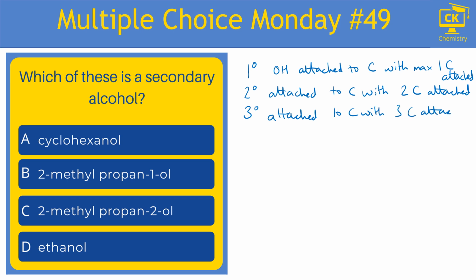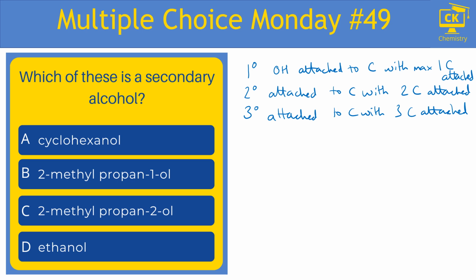The reason I said for primary that it's maximum one carbon attached is because you could have methanol, in which case your OH is attached to a carbon and there are no other carbons attached, but that's still primary because there's no zero classification, it's 1, 2 or 3.